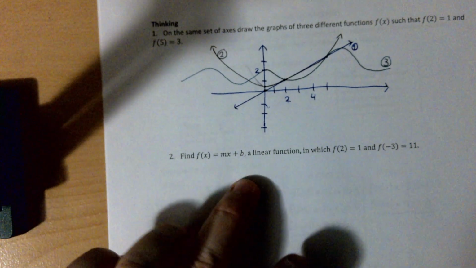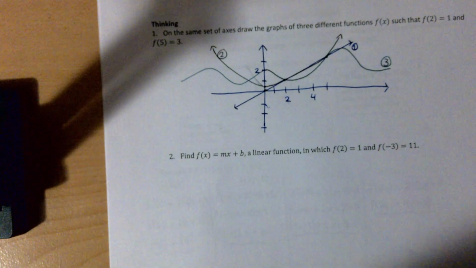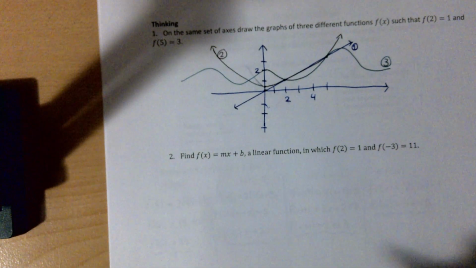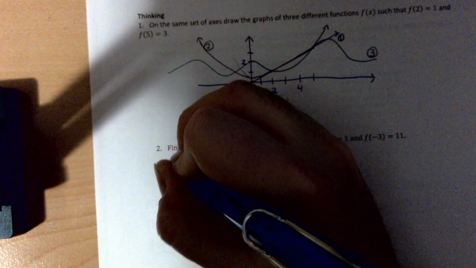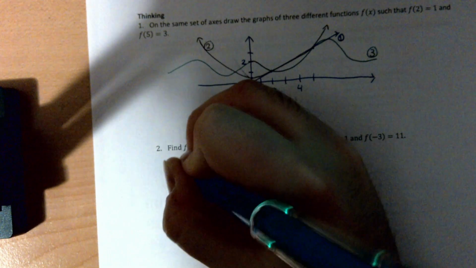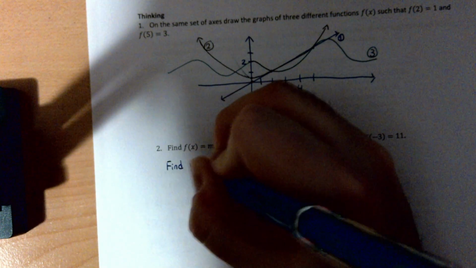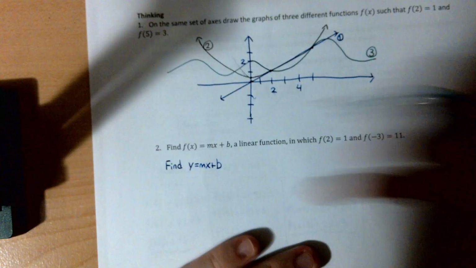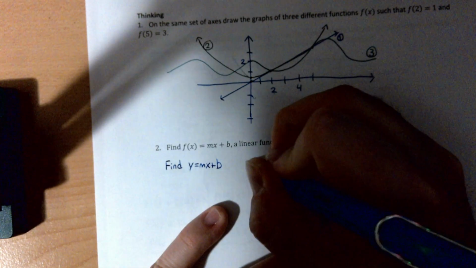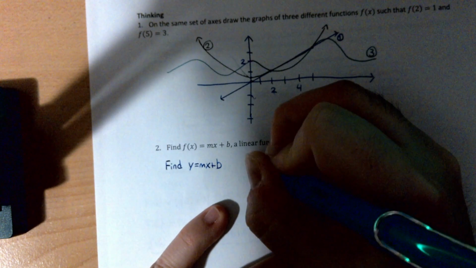So it's just asking me for the equation. And this is basically just a way of rewording this type of question that you've definitely seen, or at least I hope you've seen in grade 9. So find y equals mx plus b when that passes through these 2 points, right?